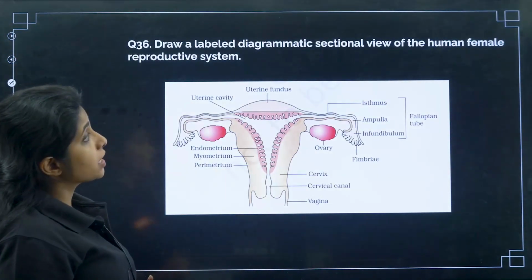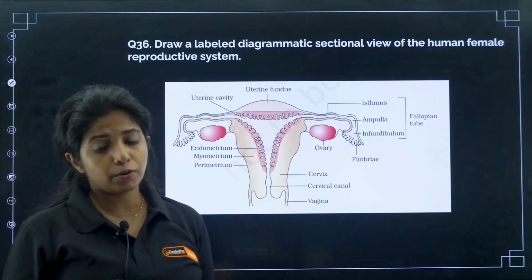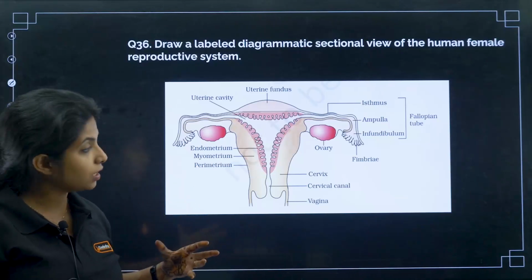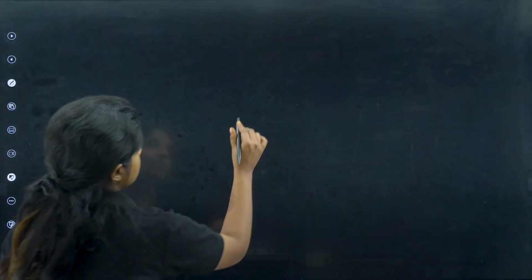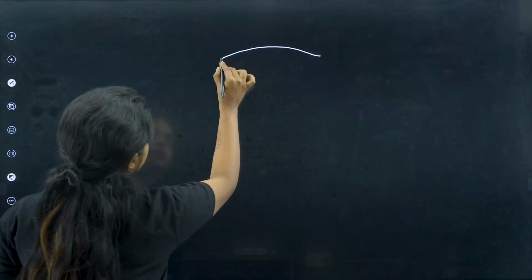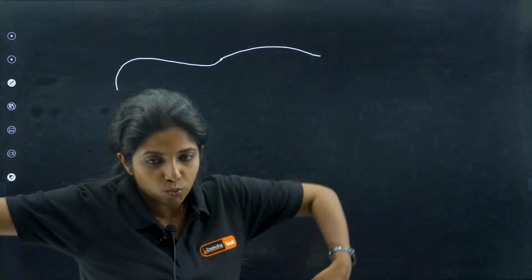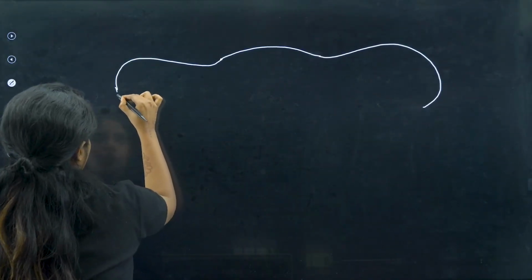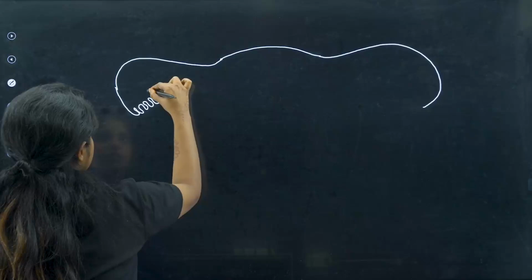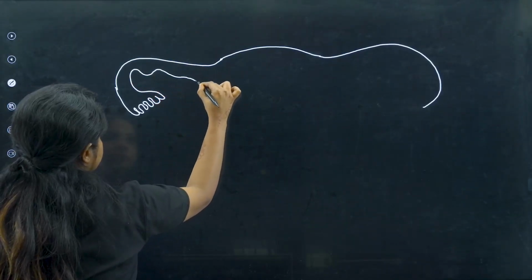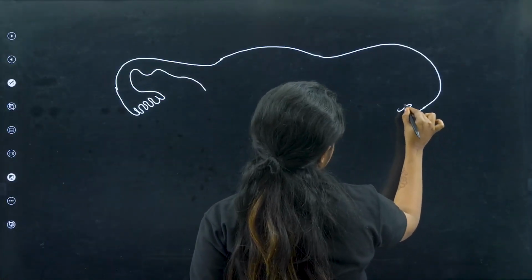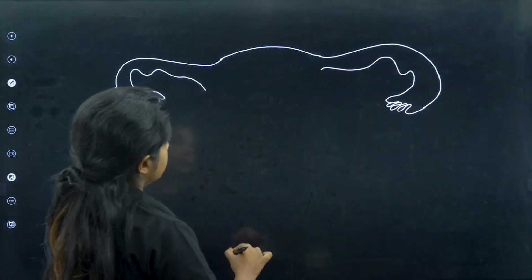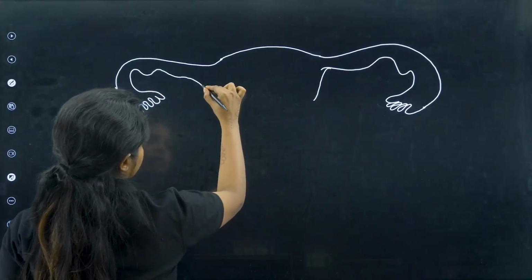Draw a labeled diagrammatic sectional view of the human female reproductive system. So this is the diagrammatic sectional view that you have to draw. I don't think I have to draw it and show you. If you think so, I can draw it. No problem. So basically you make something like this, and then you do like this. This is how I remember. Now, this has to have finger-like projections like this, and then something like this. Similarly here also, certain finger-like projections and something like this. Over here, you come.